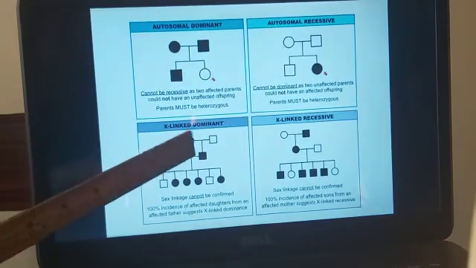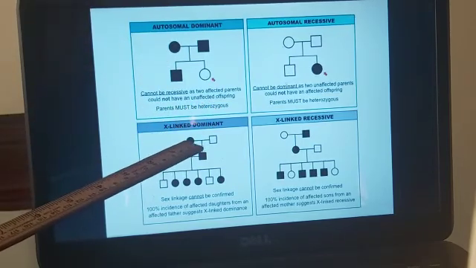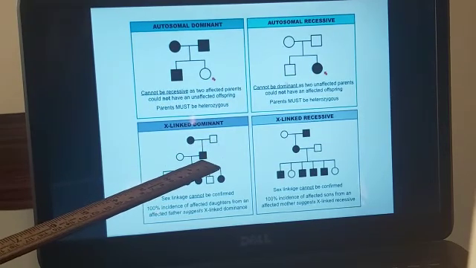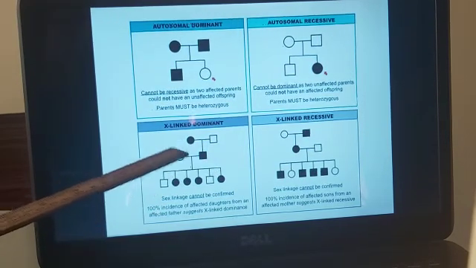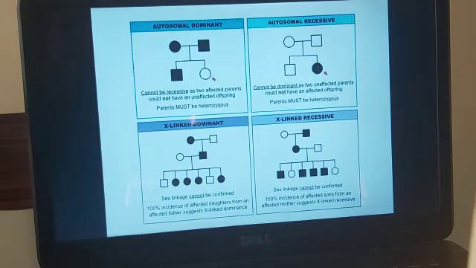Now similarly here you see the mother is affected, father is normal, and in the next generation the son is having the disease and the daughter is normal, and in the next generation all the daughters are having the disease. So this disease suggests X-linked dominant inheritance.